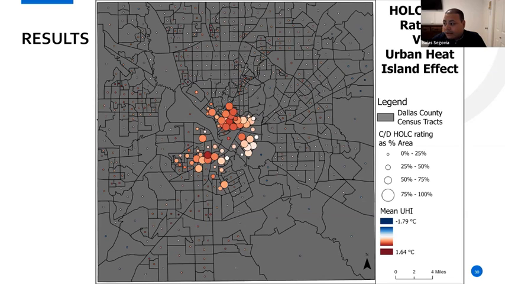This map is looking at the areas graded definitely declining or hazardous by the HOLC, and it shows that most of the census tracts that have a high amount of area graded C or D have a high UHI temperature.